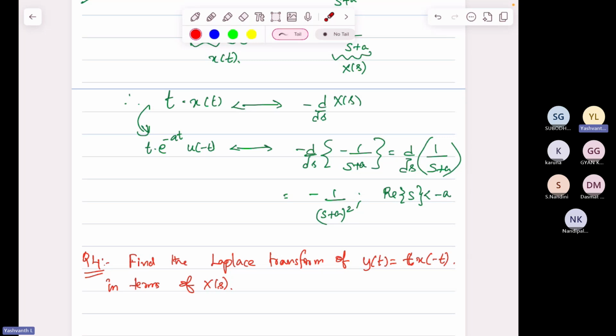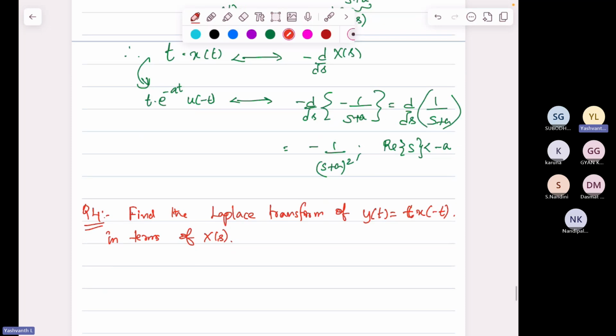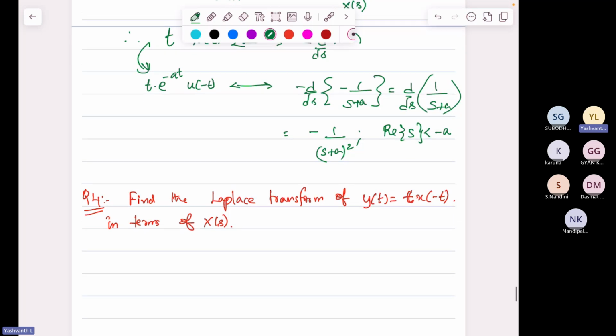All I'm saying is you don't just find it for t into x of t. You do a time reversal to x of t and then multiply with t. What will be the Laplace transform of the resulting y of t in terms of x of s, that is the Laplace transform of x of t? In fact, this is another interesting thing you can remember. It's not a basic property, but a derived property using the existing properties of Laplace transform.